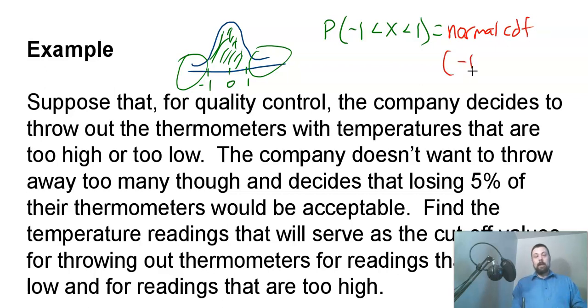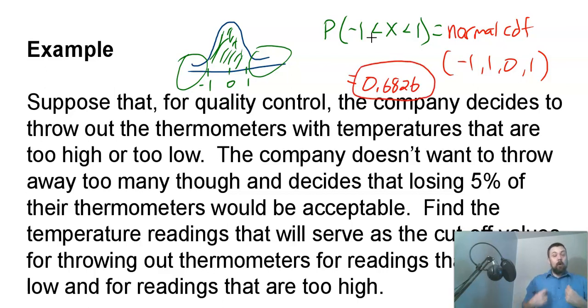And the lower bound is -1, the upper bound is +1, the mean is 0, the standard deviation is 1. So let's just do that calculation real quick. -1 to +1, 0, 1. That only accounts for 68% of our thermometers, 0.6826.